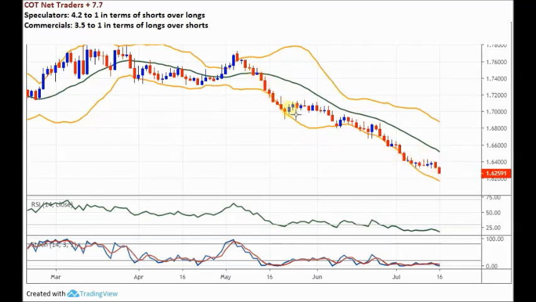The commercials were really heavily short as we came down, started to bail out of shorts into 166, then got out of shorts altogether and went long as we came through 164. Now, since this data came out last week, I would expect them both to add to their position. So in terms of this trade, I think it's just going to snap back, okay?